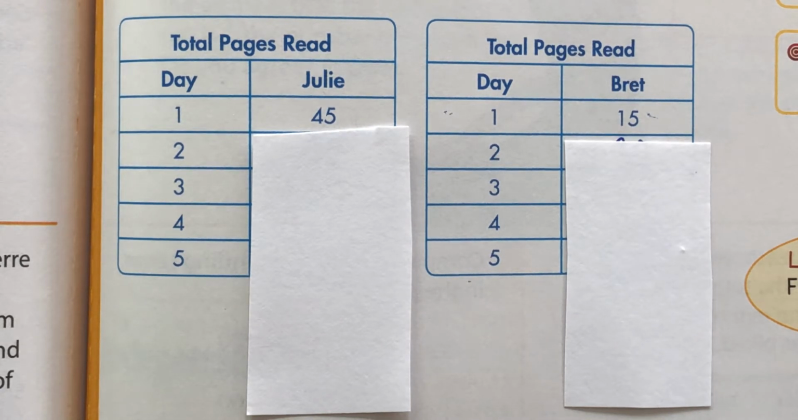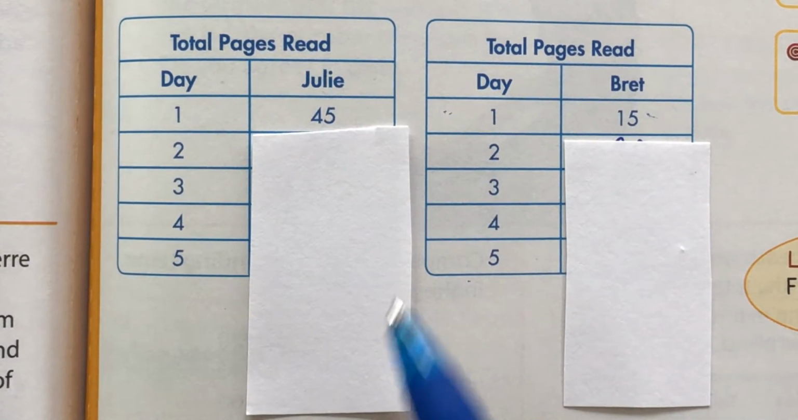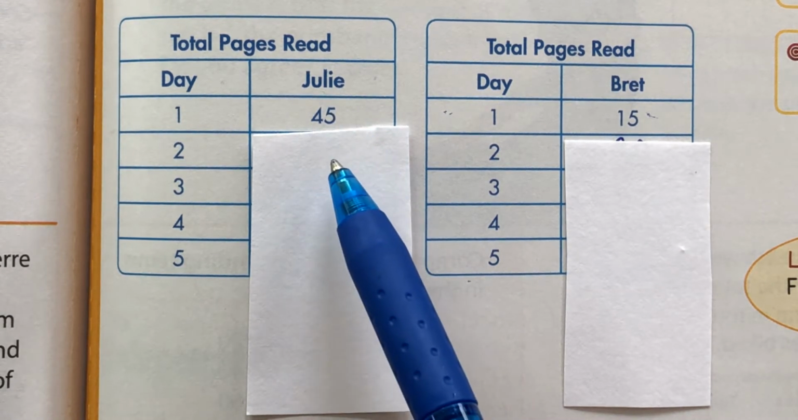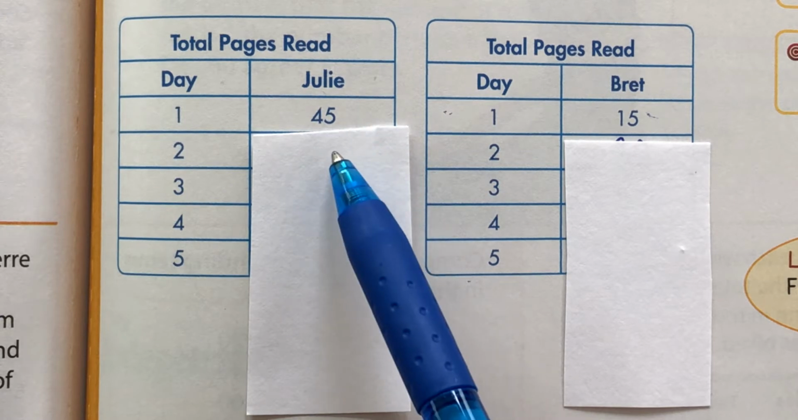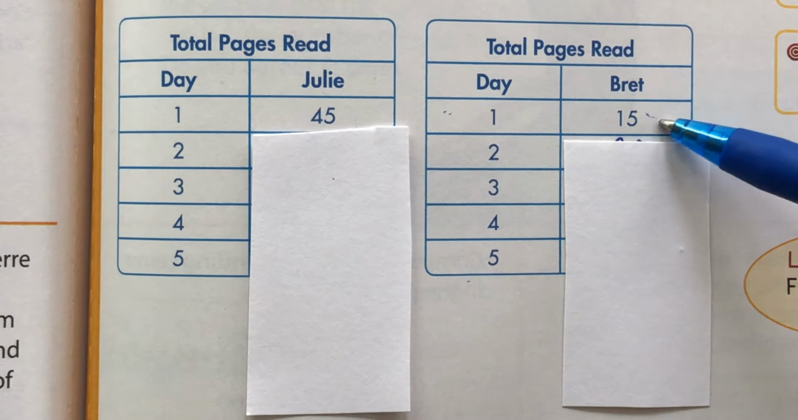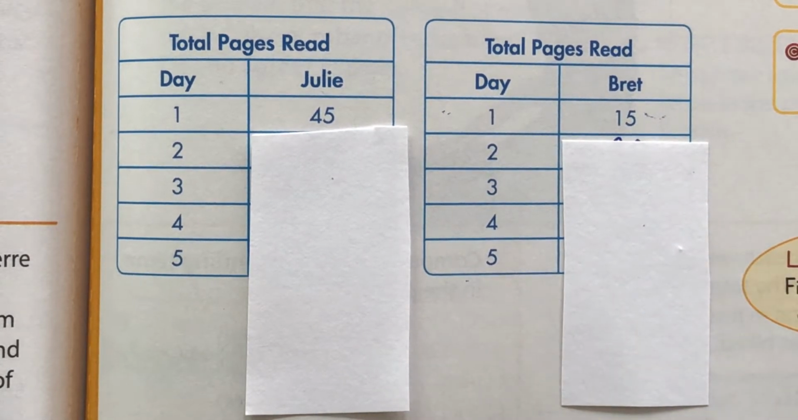What relationship do you notice between the terms in each pattern? Again, I am on page 819. What I would like you to do is complete both of these tables on your own. Day 1, Julie reads 45 pages. Day 2, she reads another 45, so you have to count another 45, and so on. Keep adding 45. Brett is adding 15 each day because he's reading 15 pages. So take this time right now on page 819 and complete both of these tables.